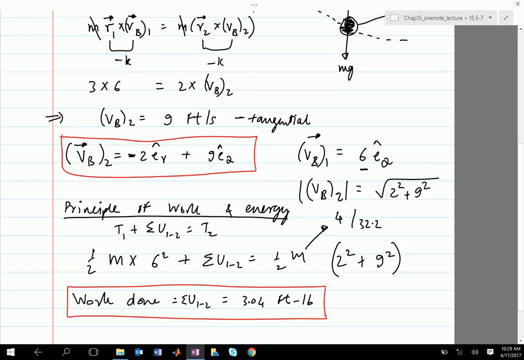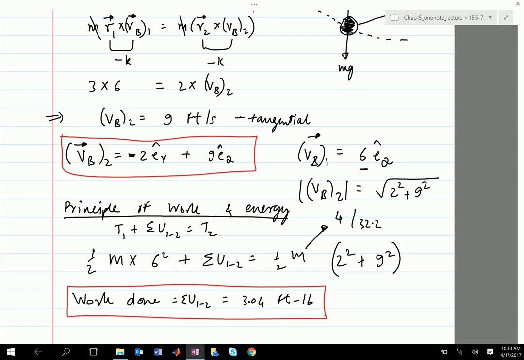Okay, is that clear? What you're seeing, interestingly, is that we keep applying things which are not part of this section. We're using the principle of work and energy, which was in the previous chapter. The other thing is you could have done this problem using F equals ma.